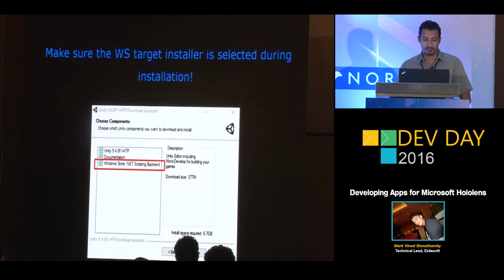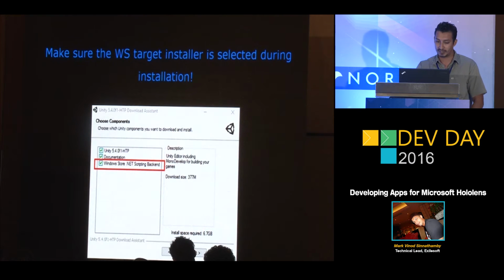And one important thing when you're installing the Unity HTP is that you will have some options. One of those options is Windows Store .NET Scripting Backend, which is very important and required. Otherwise, you will not be able to import your Unity files into a Visual Studio project, which is required, as you will see in the hands-on demo.